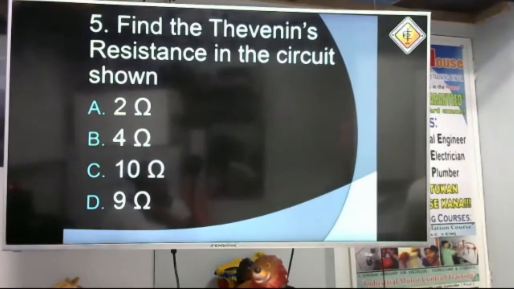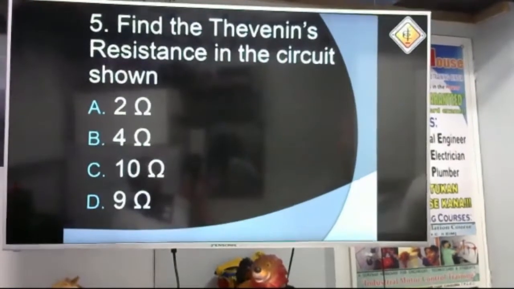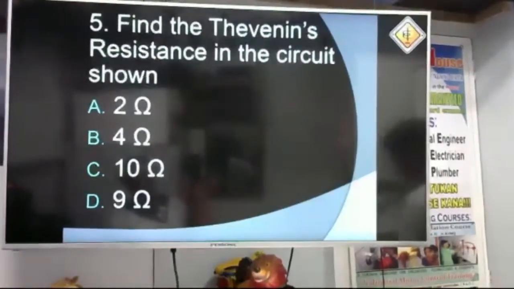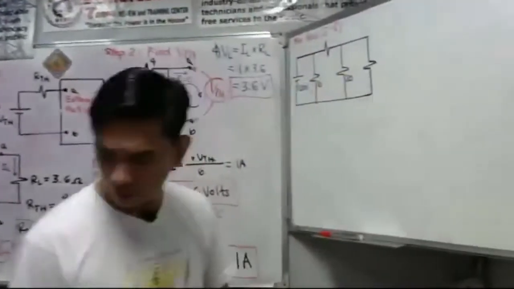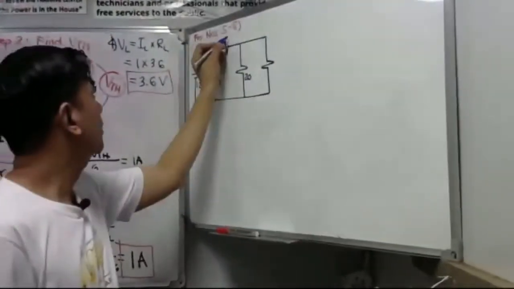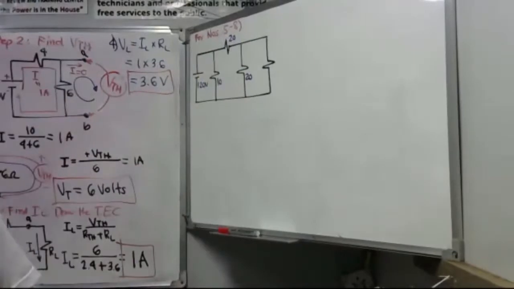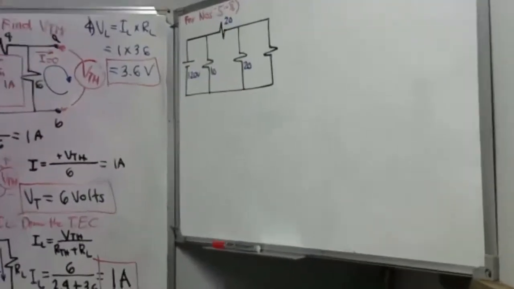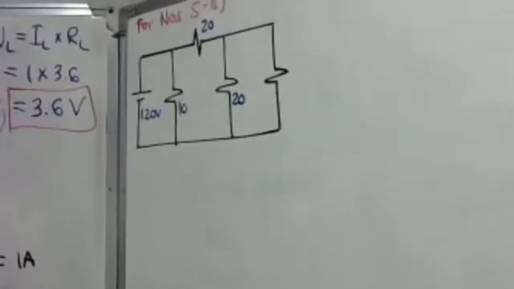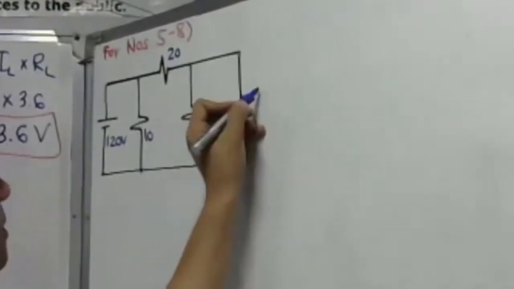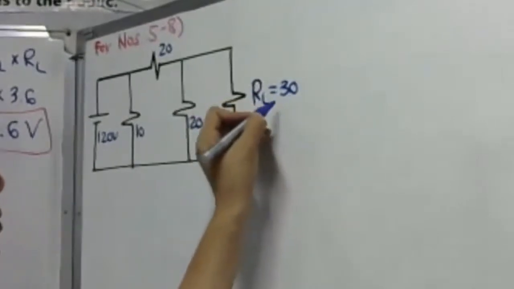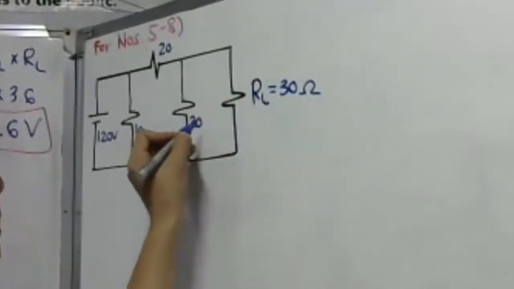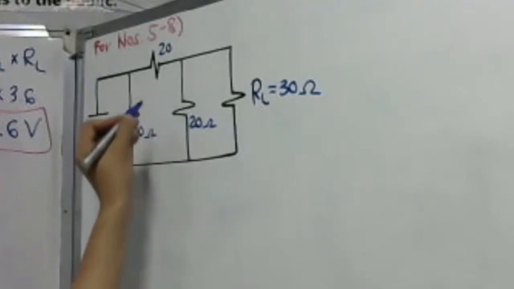Okay, we have 120 volts here. Then for the resistances, we have 10, 20, 10, 20 ohms. Then we have another 20 ohms. Then our load resistance, guys, is actually 30 ohms. That is our RL. 30 ohms. Okay, of course, these are all in ohms.